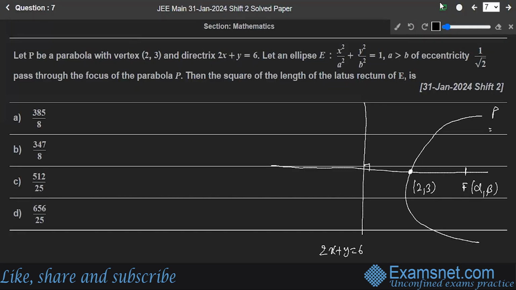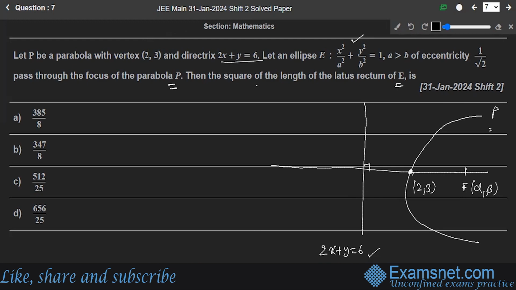Question number 7, let P be the parabola with the vertex 2, 3. This is the vertex of the parabola. Directrix 2x plus y is equal to 6. This is the directrix 2x plus y is equal to 6. Let an ellipse x square upon a square plus y square upon b square is equal to 1, where a is greater than b, be of eccentricity 1 by root 2 and pass through the focus of the parabola, then the square of the length of the latus rectum of the ellipse is equal to.